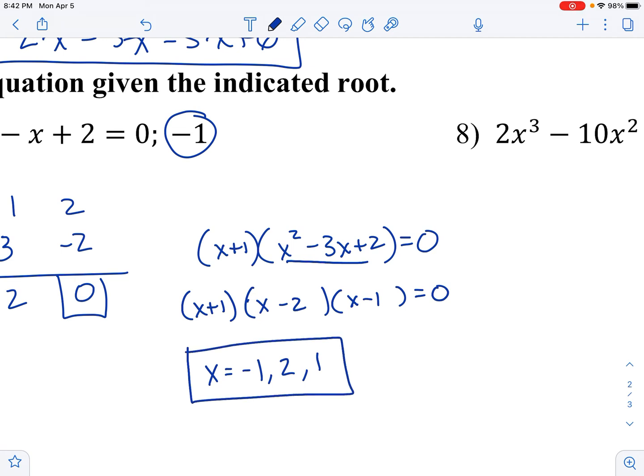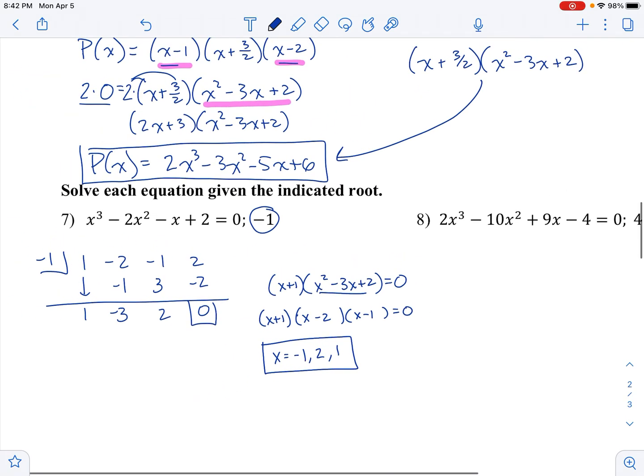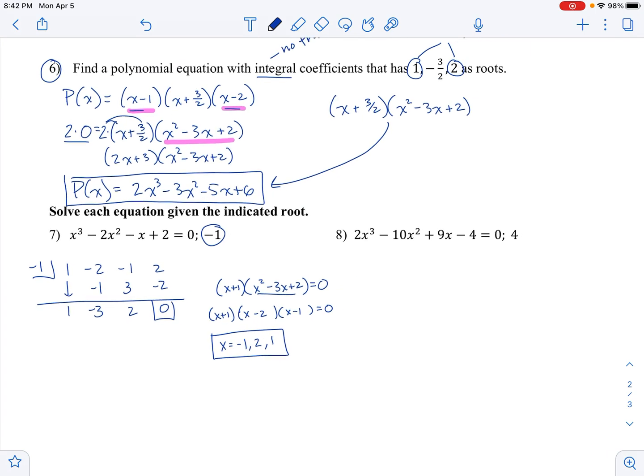Number 8 is very similar to this. They give you one of your roots, and then you keep solving after. It just doesn't work out quite as nice. So sorry, I left you the messy one.